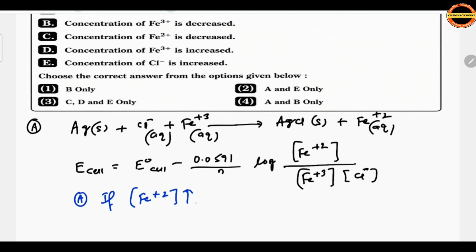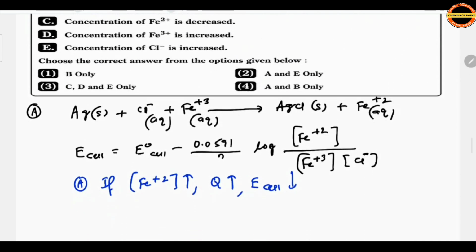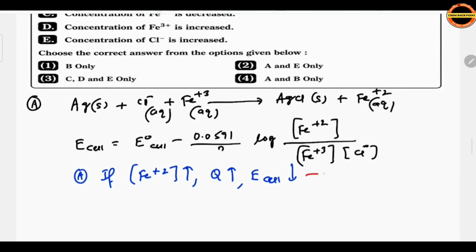If the concentration of Fe plus 2 increases, the Q value increases. If the Q value increases, the E cell value decreases. But what they mentioned is that it will increase. So no doubt this statement should be false. Observe the questions properly. Next, B part.